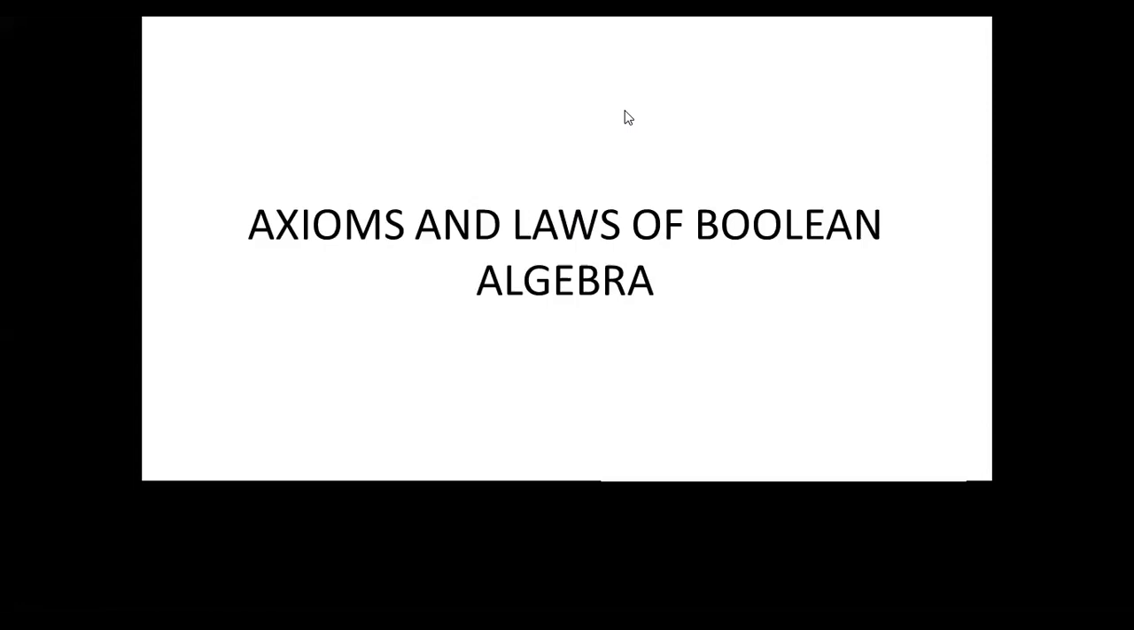Suppose an expression is given, and that expression has a long length. That means so many terms are there. Then how do we decrease it, that means how do we compress that expression? That will be known by using the theorems. That's why all of you listen to these theorems now: axioms and laws of Boolean algebra.